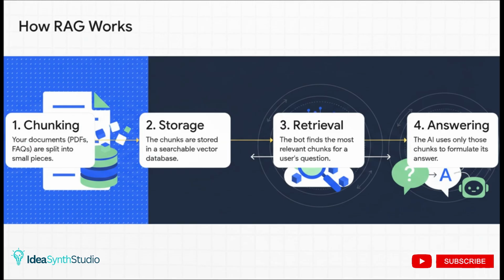Imagine giving your chatbot its own personal library to study from. First, we take all your documents, PDFs, whatever, and chop them into small, manageable pieces. Then, we store those pieces in a special database that's really good at searching. So when a user asks a question, the system instantly finds the most relevant little chunks of text and tells the AI, hey, use only this information to create your answer. It's like giving your bot an open book test. It literally can't fail.